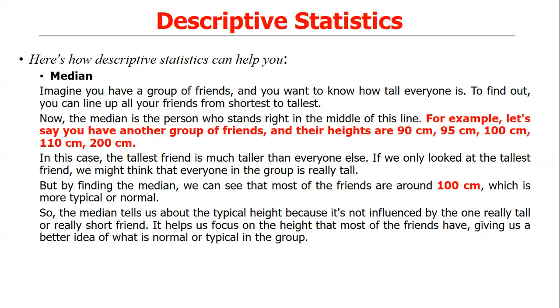So, what is the interpretation when it comes to the median? The median tells us about the typical height because it's not influenced by the one really tall or really short friend. It helps us focus on the height that most of our friends have, giving us a better idea of what is normal or typical in the group. That is the median. It gives us a clear picture as what you see over here. So it focuses on the height that most of the friends have.